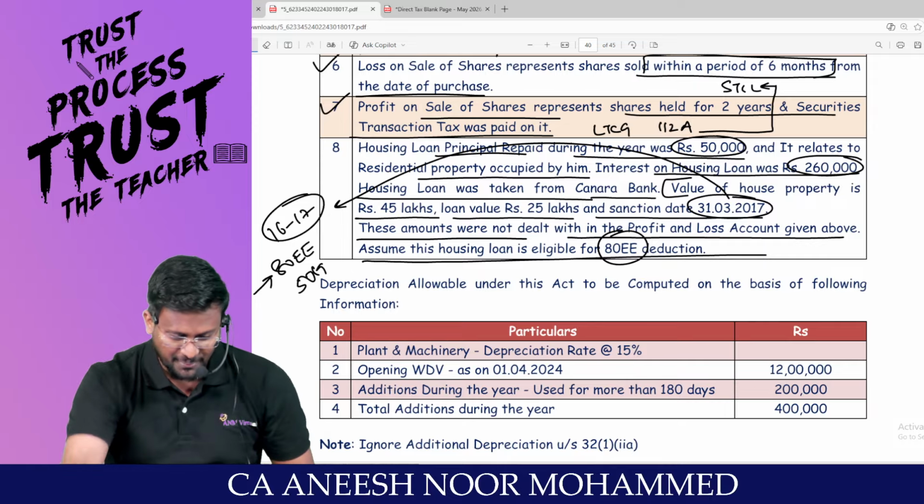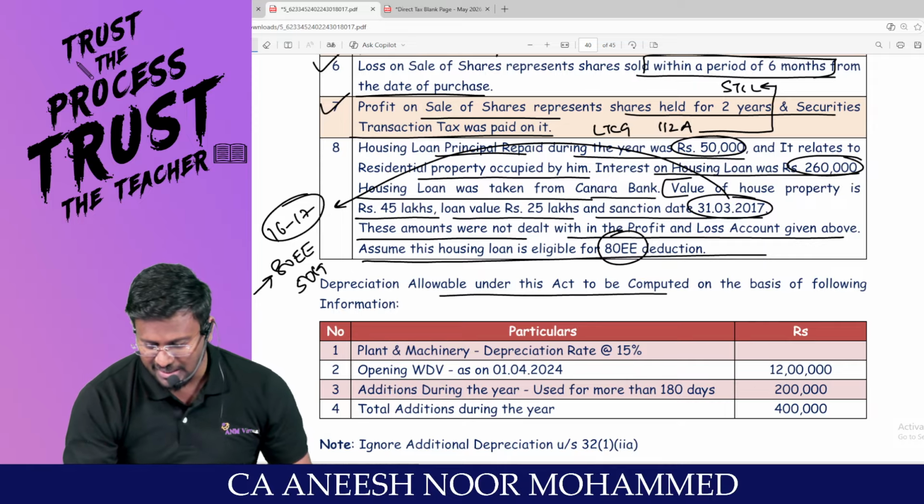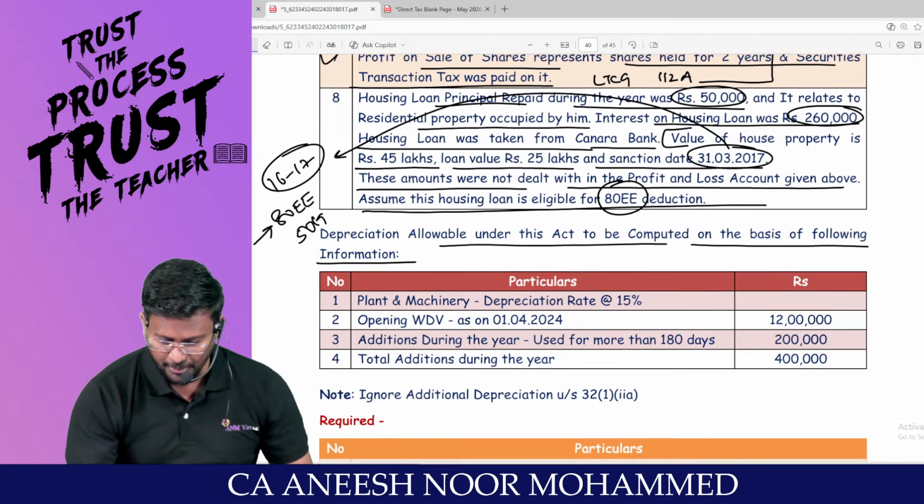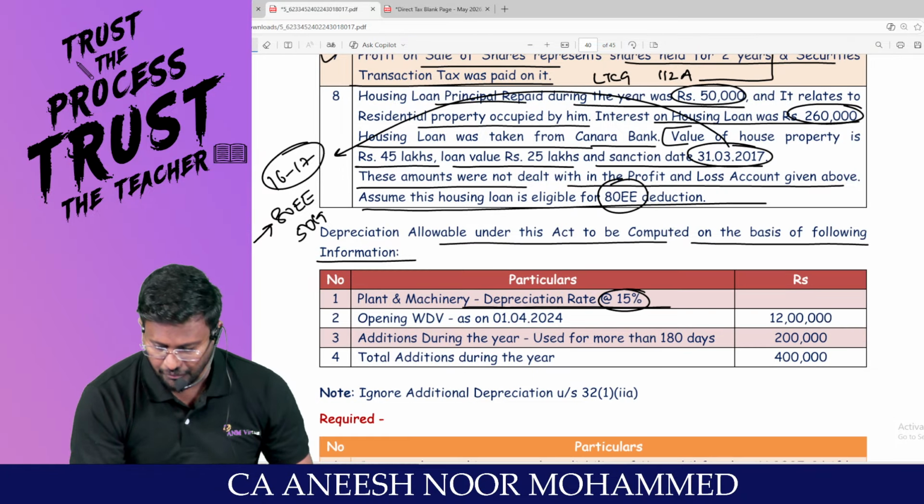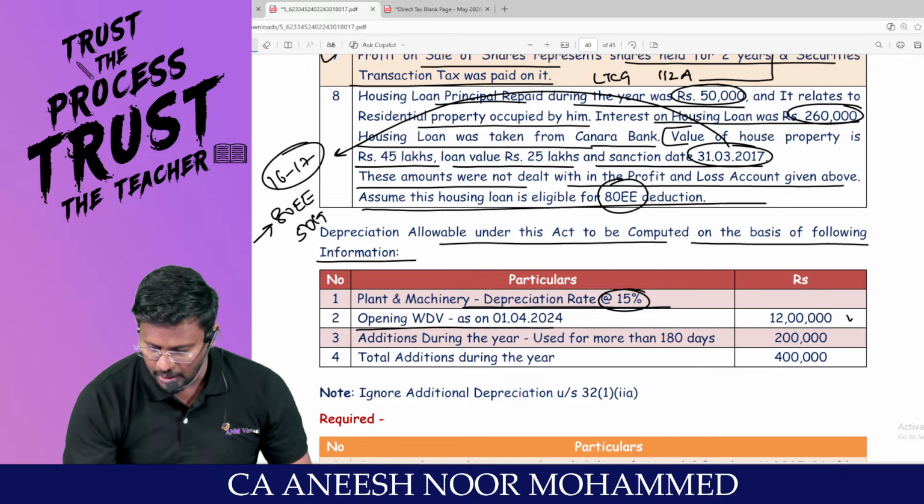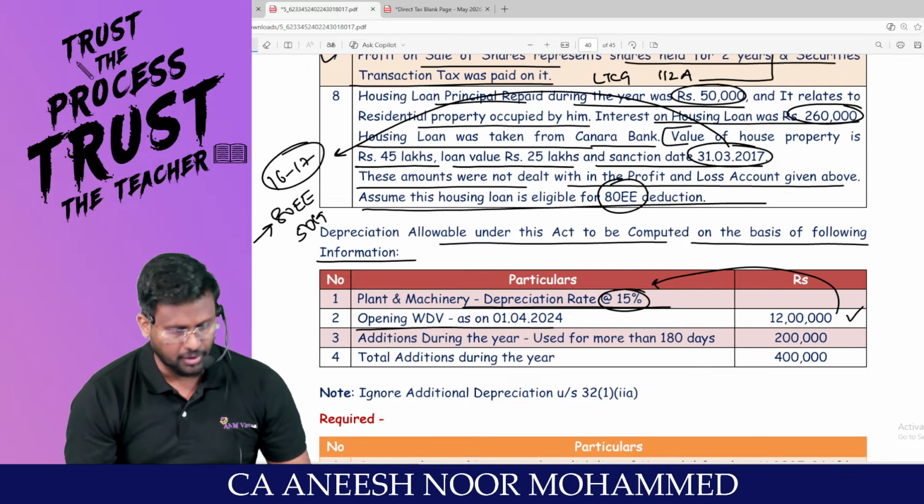Are you all really with me? Depreciation allowable under this Act to be computed on the basis of the following information. Plant and machinery depreciation rate 15%. Opening WDV 12 lakh. So on that 12 lakh we have to claim 15%.